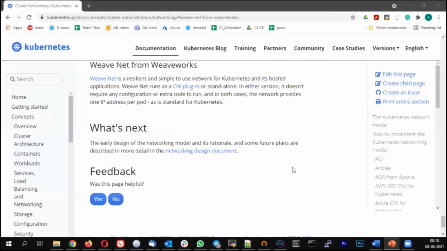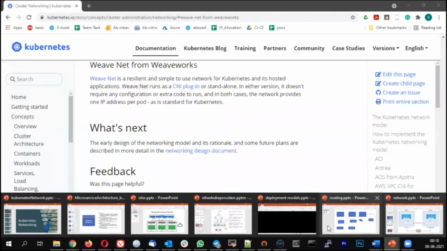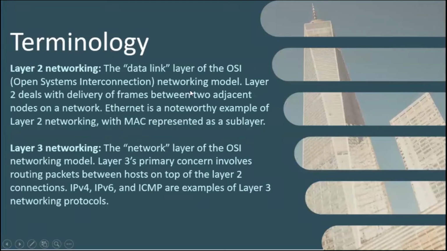Before going into this concept, let me talk about some of the terminologies. The first terminology I'm going to talk about is layer 2 networking versus layer 3 networking. I have talked about the OSI layers. Layer 1 is the physical layer, which deals with electrical signals. This is where the LAN cable comes into the picture. Your data is converted into electrical or light signals and transferred to another device, where the signal is taken in and then divided into packets. This is layer 1.